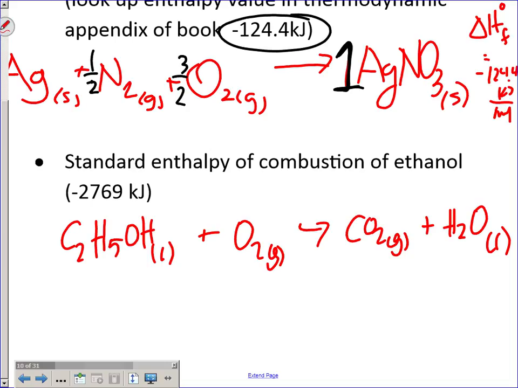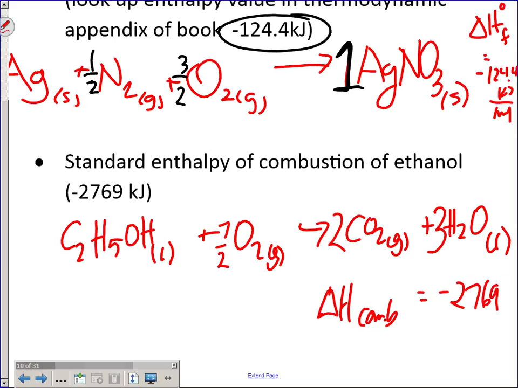And balance with what? 2 here, and 6, so only 3 there, and then 4 plus 7. So what do I need? 7/2 here. Is that right? Double check my math. I'm sure it's good. So delta H of what at the end? What do I label this delta H? Comb. Combustion, right? And that's negative 2,769 kilojoules per mole. So each of these are going to be related to different types of reactions.